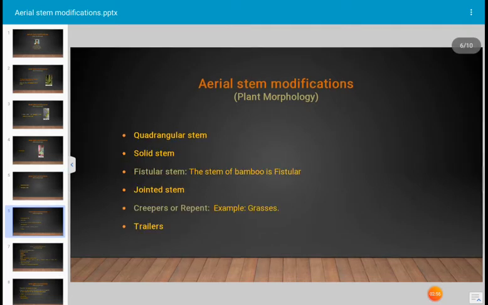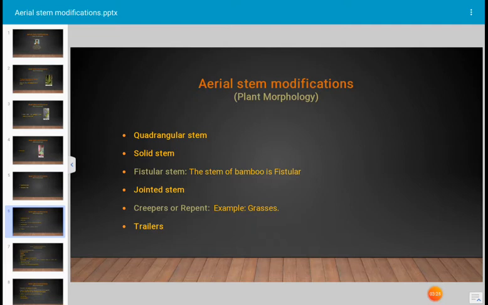Next, quadrangular stem. Quadra means four. The stem may have four angles and is branched with a roughly rectangular outline. Next, solid stem. The completely filled stems are termed as solid stems. Internally the stem is not hollow and has a well developed pith. Such stems are described as solid stems.